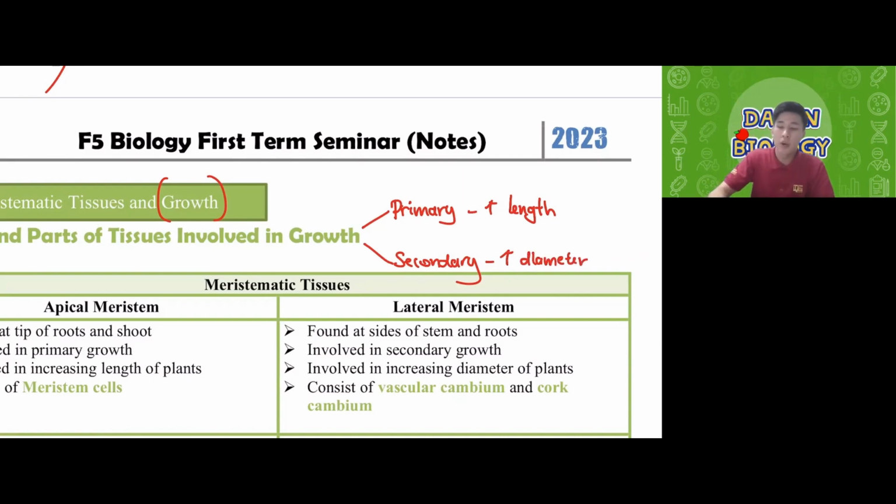However, not every plant will undergo secondary growth. Usually woody plants that have wood are the only ones that can undergo secondary growth. So woody plants are much thicker compared to non-woody plants, like grass, for example. Pandan leaf and banana tree, for example, are plants that don't have secondary growth. Their diameter will be a bit smaller.